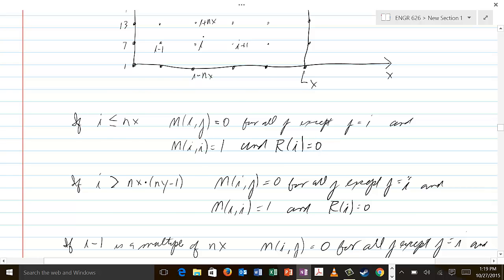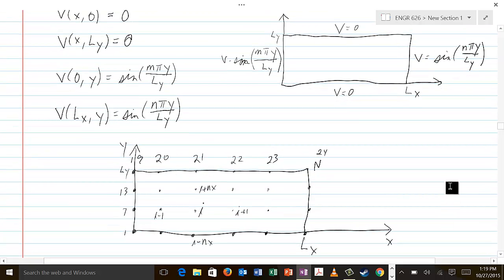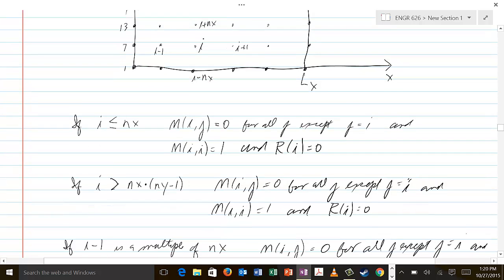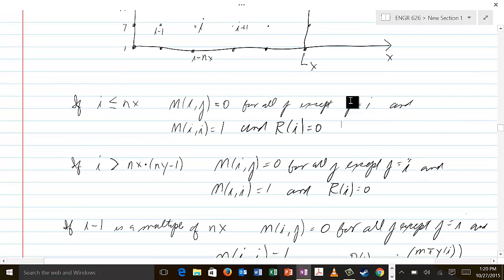Why? Because the boundary condition is v equals 0. If the boundary condition were v equals, let's say, 5, then r sub I would be equal to 5 down here. But since it's v equals 0, we have r sub I equals 0. Okay, now let's go to the next possibility.